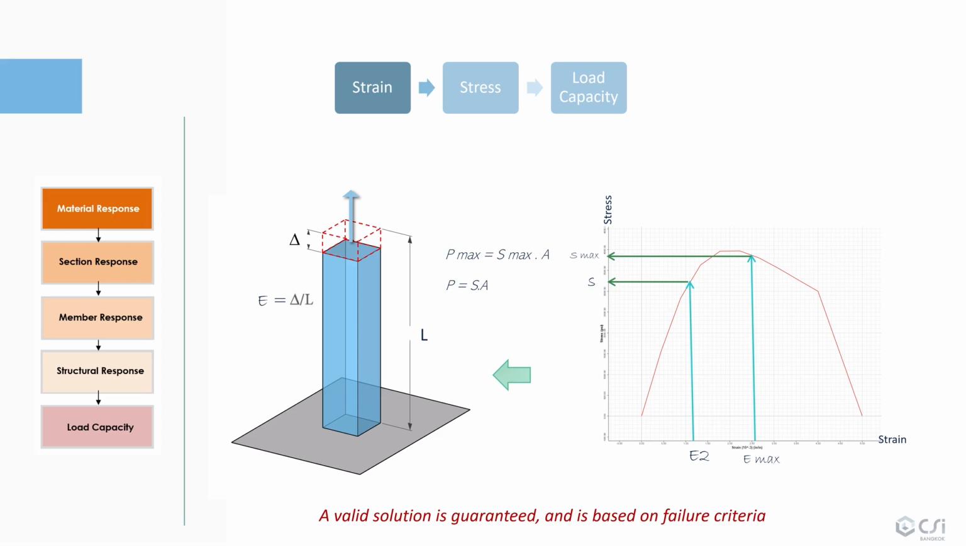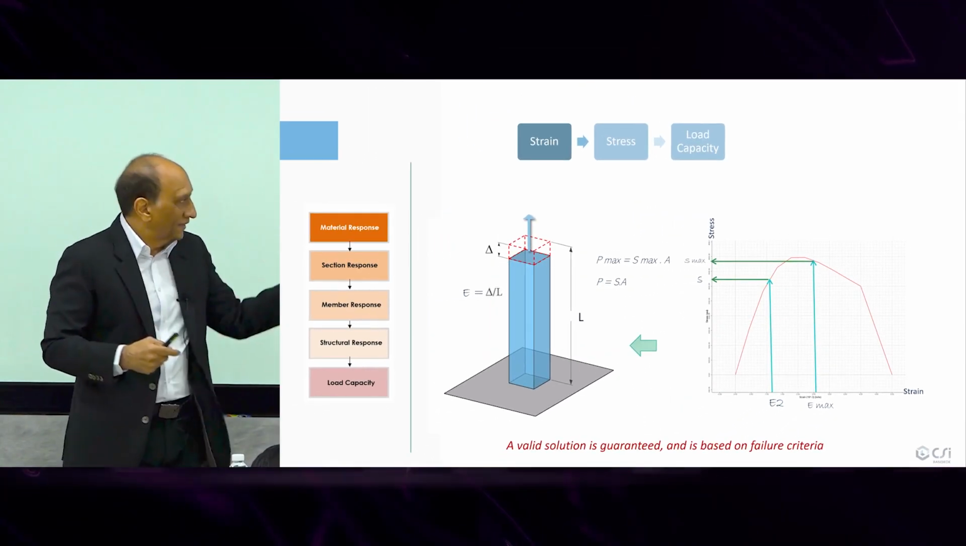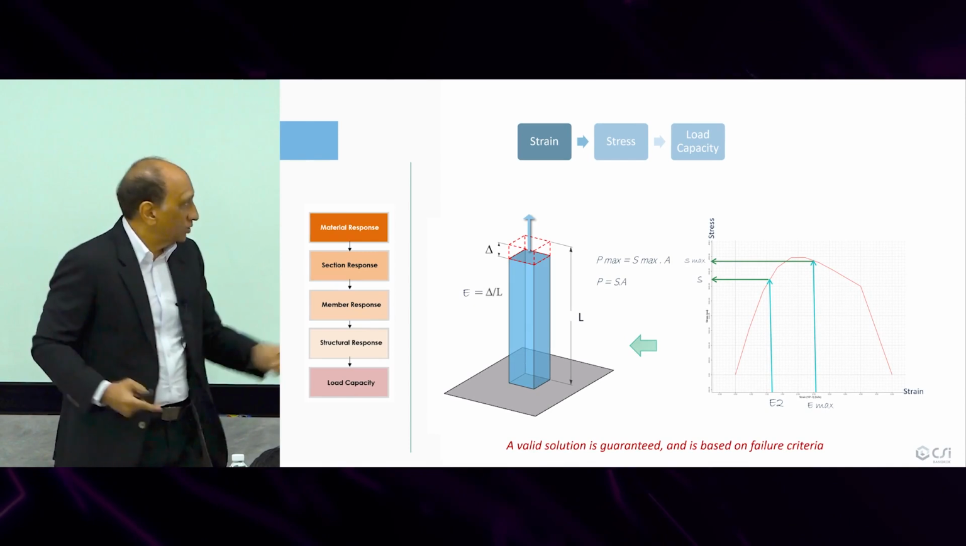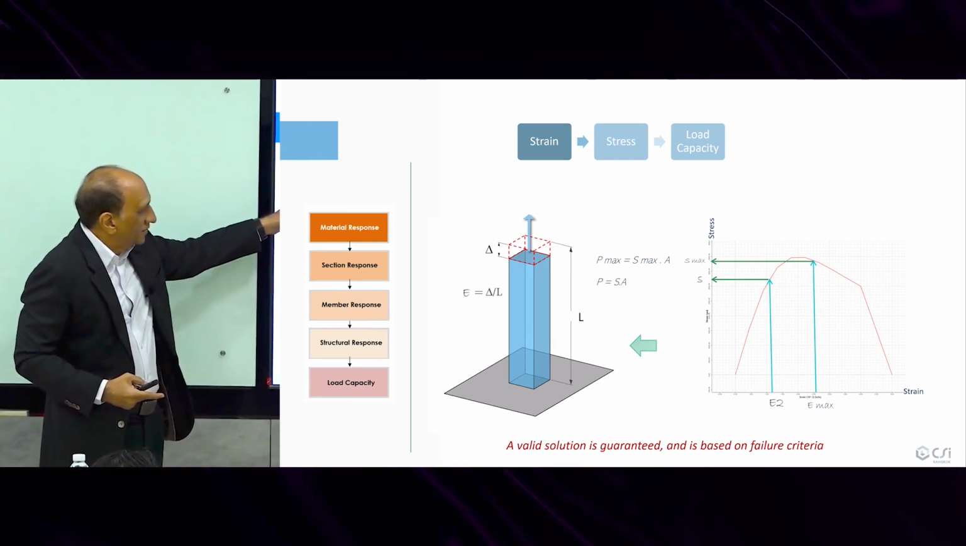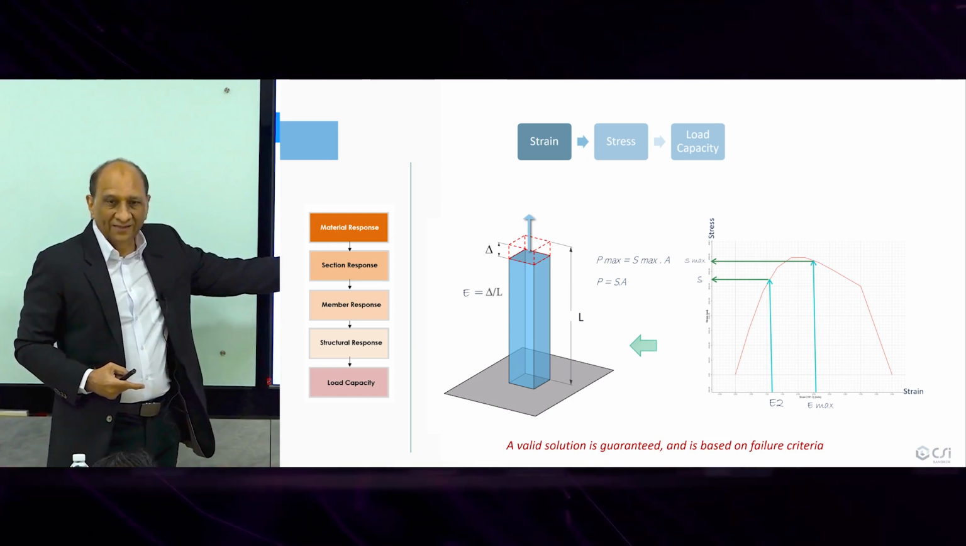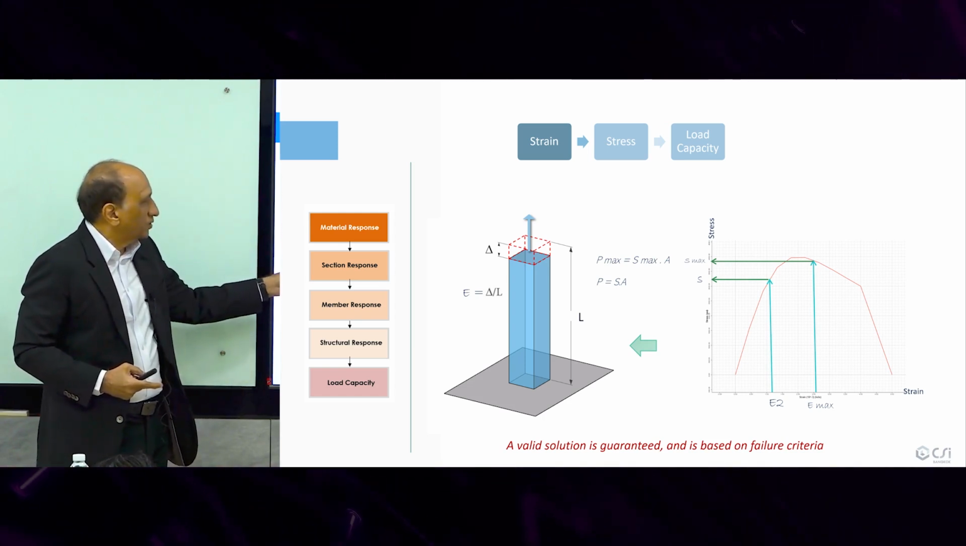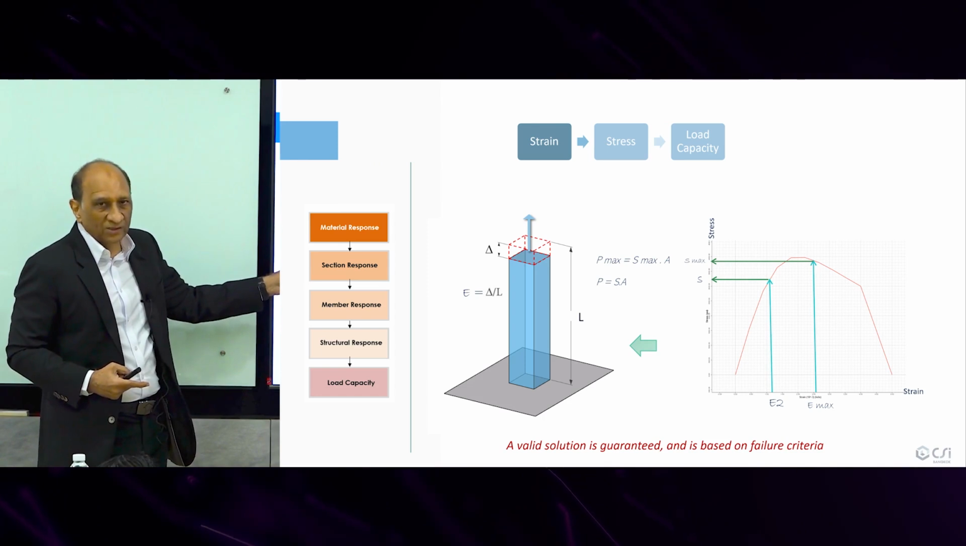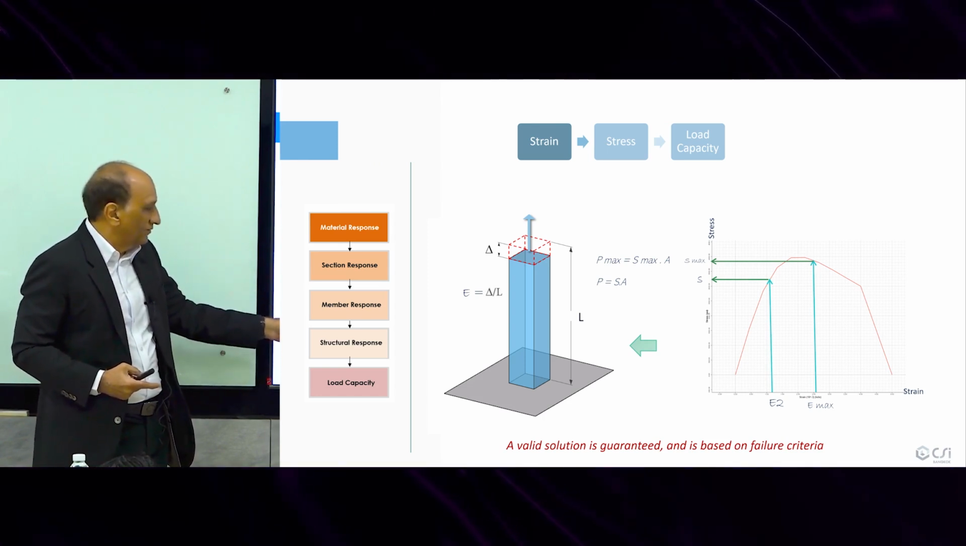So which means a valid solution is possible. So this is what we follow these days for the purpose of investigation. Start from the material response, go back to section response in this case, and go back to load capacity. So we go material response, which is the stress strain curve, and then section response, which is the area, and this one, to member response, which will include the length and so on, and structural response and load capacity.